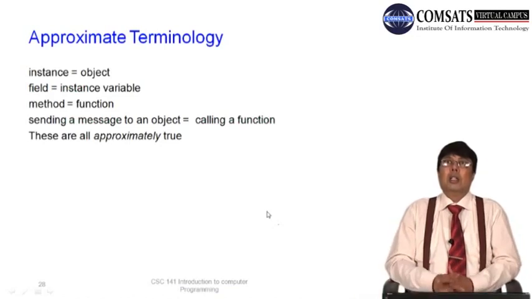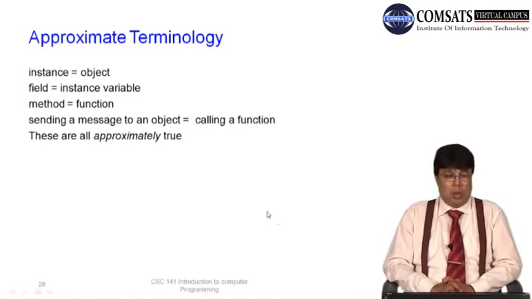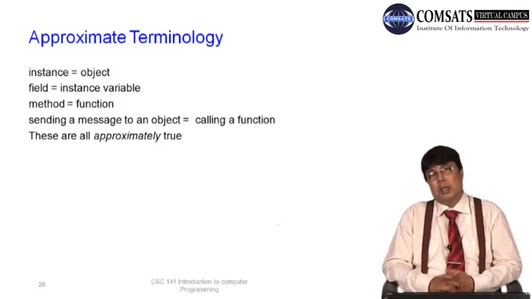The terminology that is commonly used now is the instance. For example, instance is equal to the object. Object is an instance of a class. Then we can use a field. Field is a variable, an instance variable. Instance means an occurrence of that particular variable.